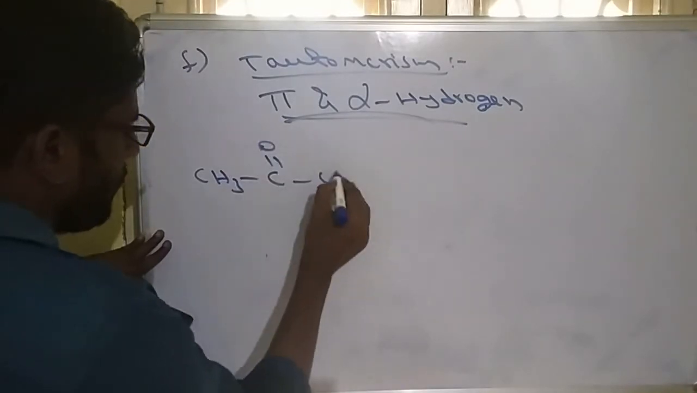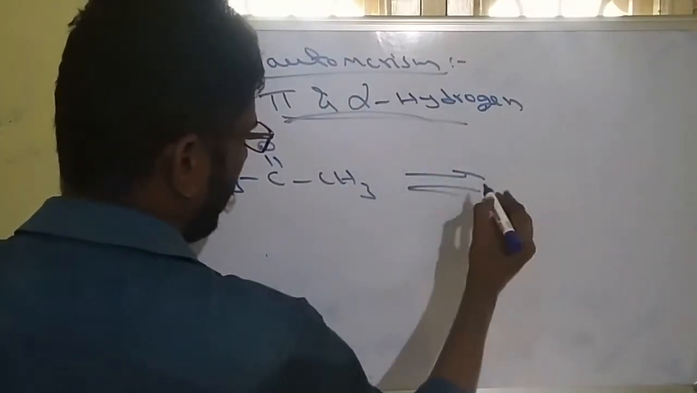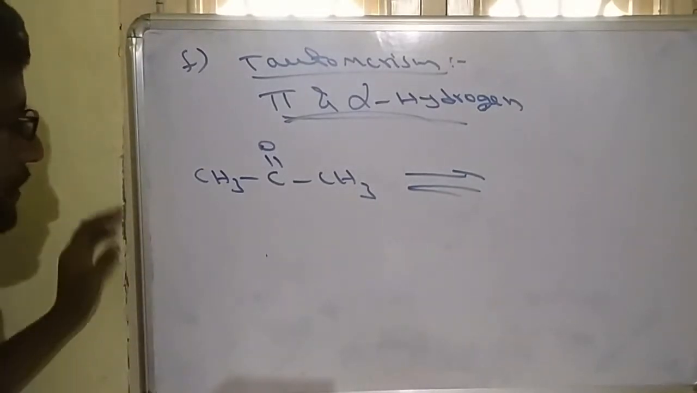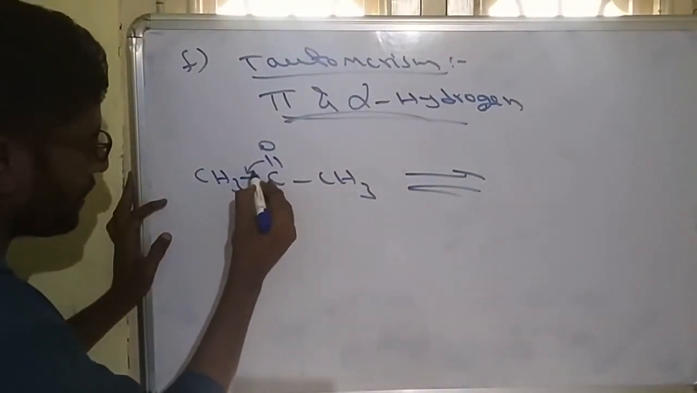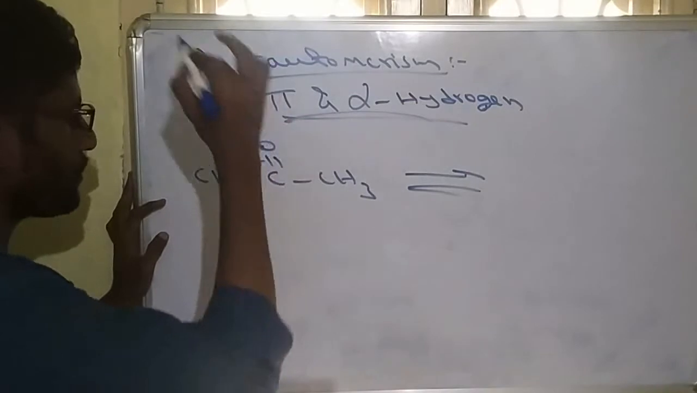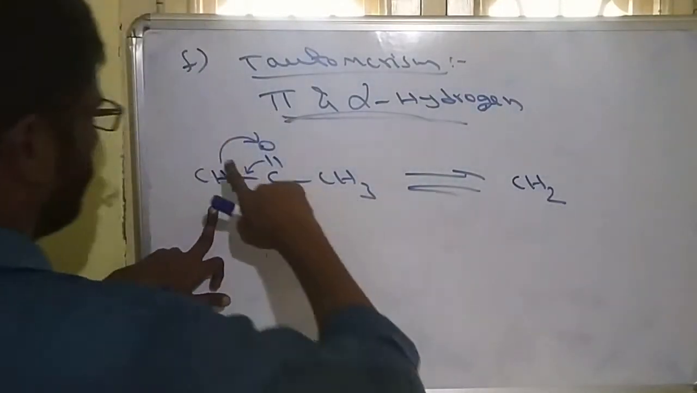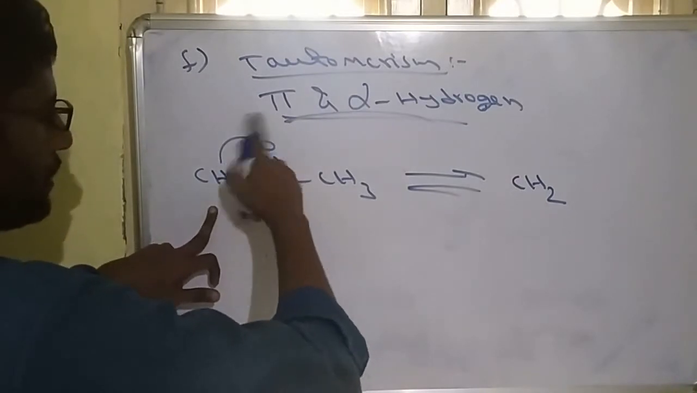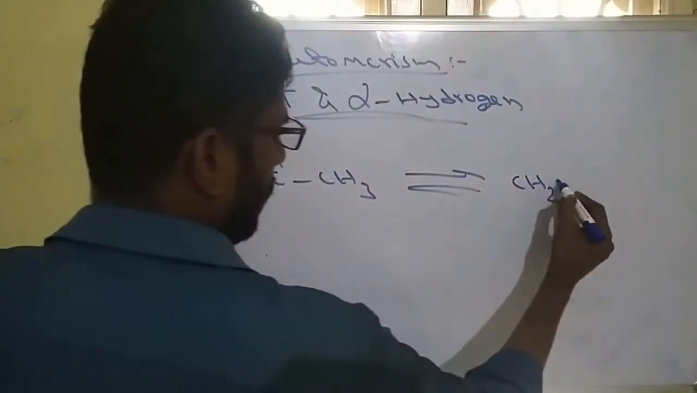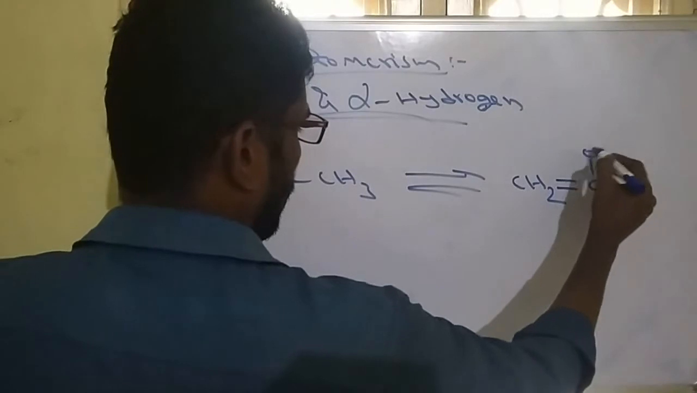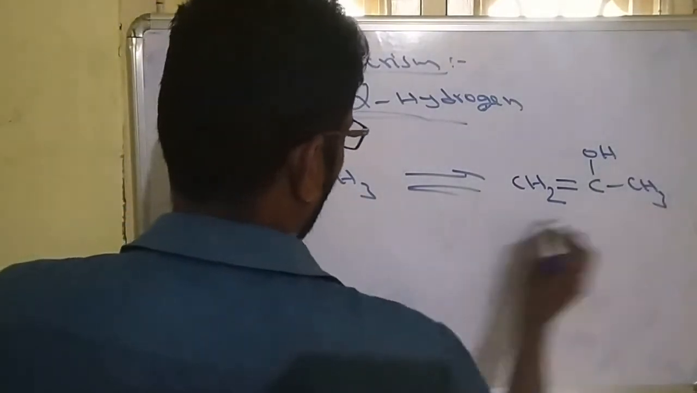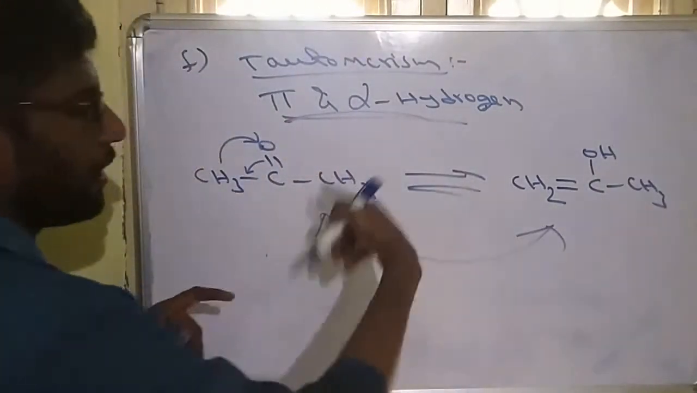So what is tautomerism? Both the pi bond and the alpha hydrogen will exchange. If this pi bond is exchanging here, its hydrogen will be exchanged to oxygen. Then what is remaining here? CH2. One hydrogen has gone to oxygen, CH2, and the pi bond is shifting here: double bond, C, single bond OH, CH3. So both of these molecules are called tautomers.